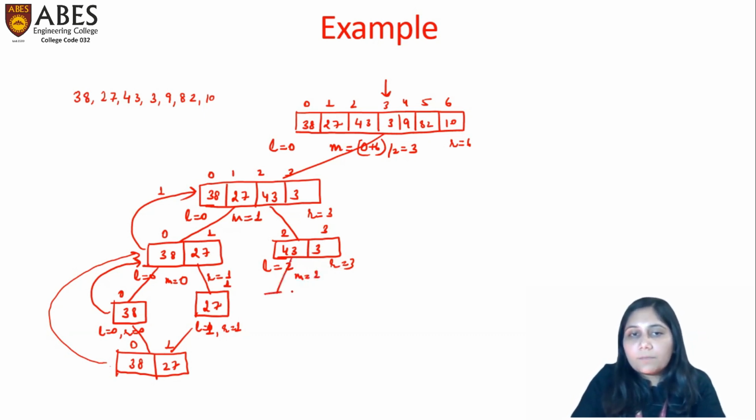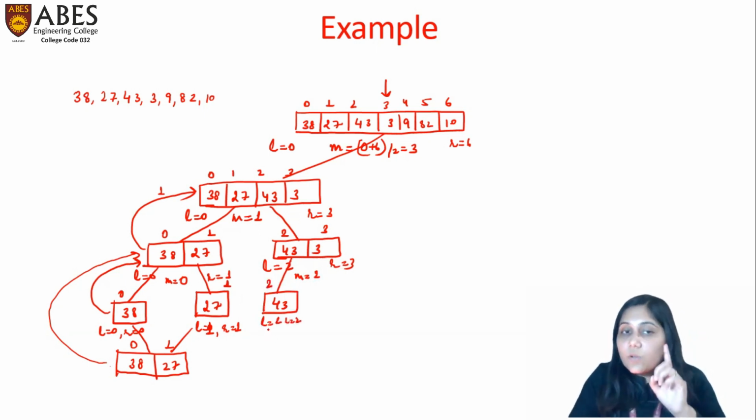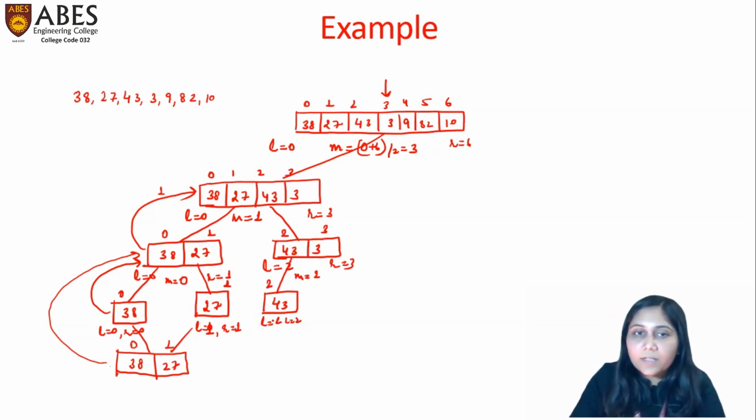So it will be like breaking. It will be 43. And 43 is 2. So your L equals 2 and R equals 2. The condition is again false. If it is false, it means that we have completed our left part. We have to go for the right side. Control will go back here. Right side means this part.